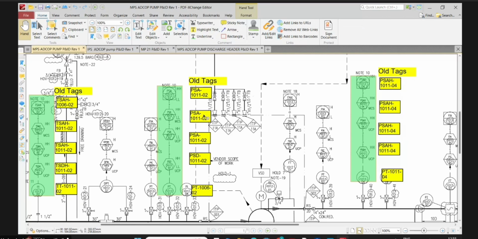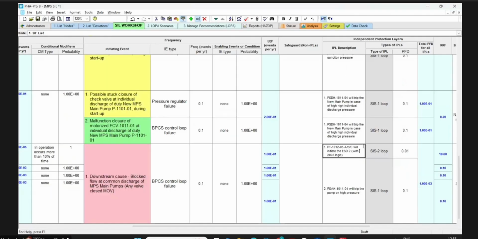The set point is already defined, 50 bar. Okay, so PSD. In case it trips at 50 bar, then we need to analyze whether the system right now working with this PT is adequate or not. 1011-02-02 will trip the pump.